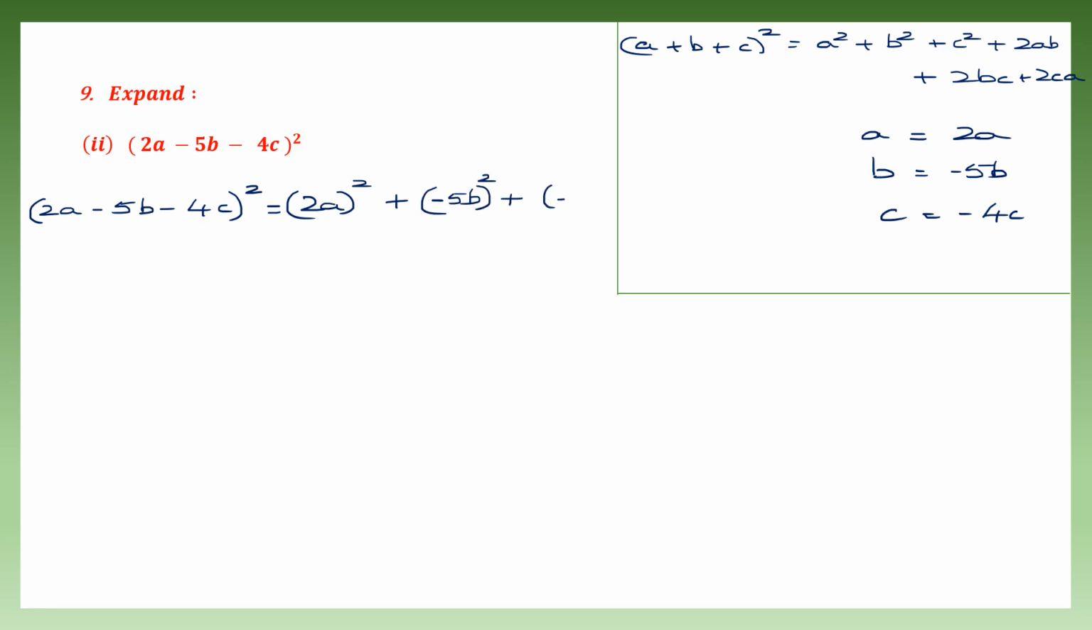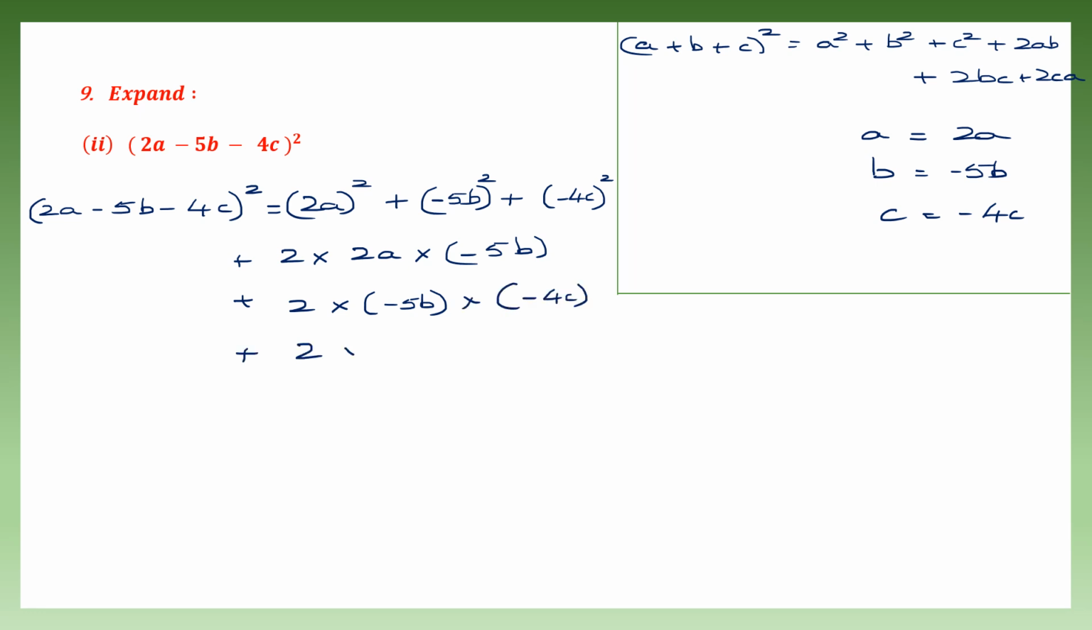What is c? Minus 4c the whole square plus 2ab. That means 2 into a, which is 2a, into b, which is minus 5b, plus 2bc. So 2 into b is minus 5b into c, which is minus 4c, plus 2ca. So 2 into c is minus 4c into a is 2a.